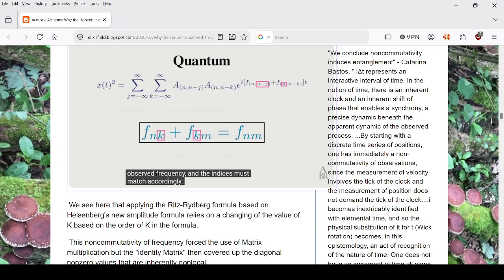And so when you have K in here, you find out that K is actually the equivalent of N and J. So in the first case, K is N minus J. In the second case, K is just N. So that proves that this is a non-commutative equation, because when you change the order of K, it changes the value of K.